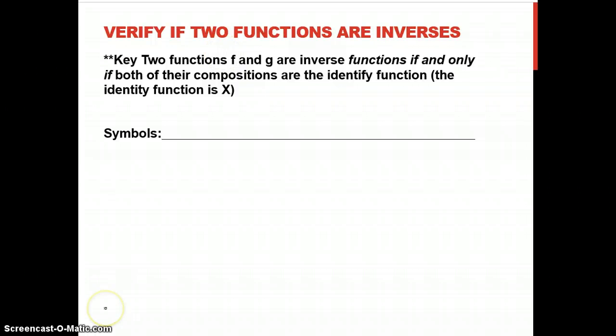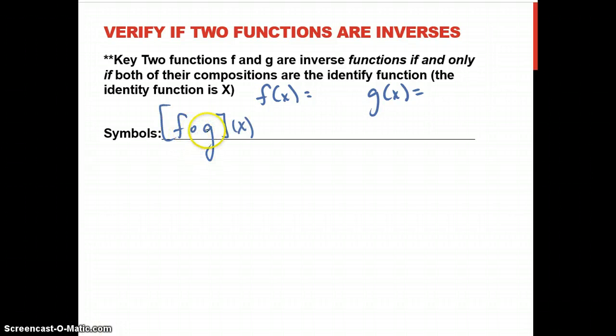It says if you're given two functions, f and g, and their compositions are both equal to the identity function. The identity function is x. Here's the first composition, f of g of x, and the second, g of f of x. If, when you find both these composition functions using the given functions, you get them both equal to x, then these are inverses.